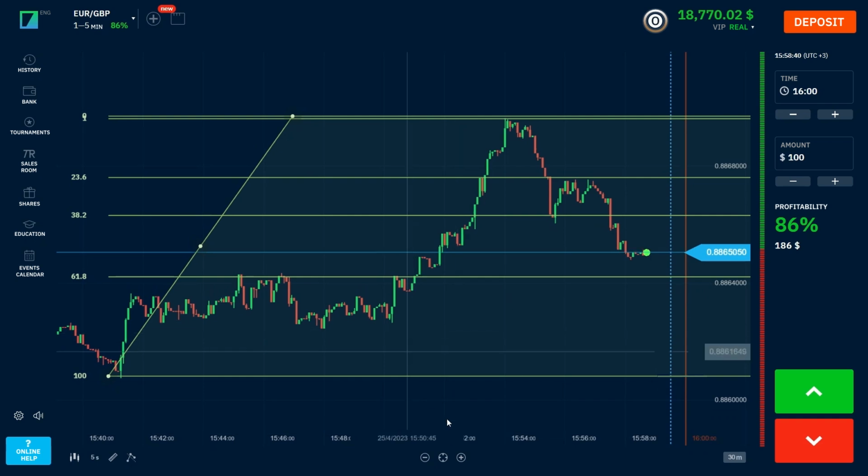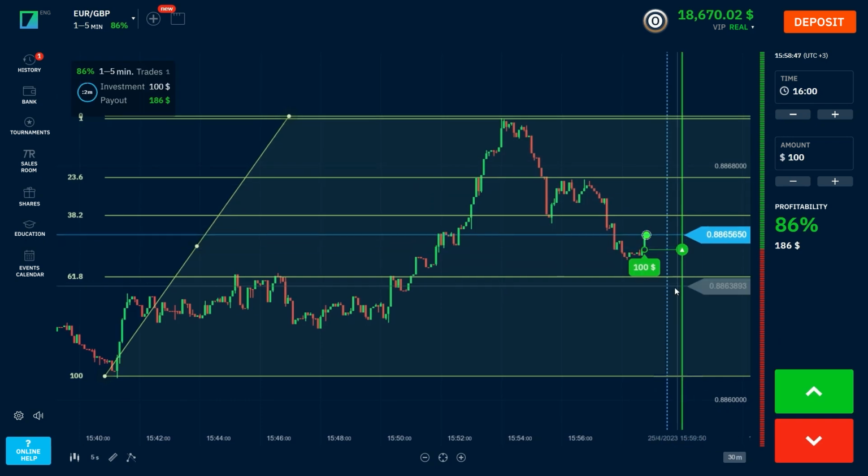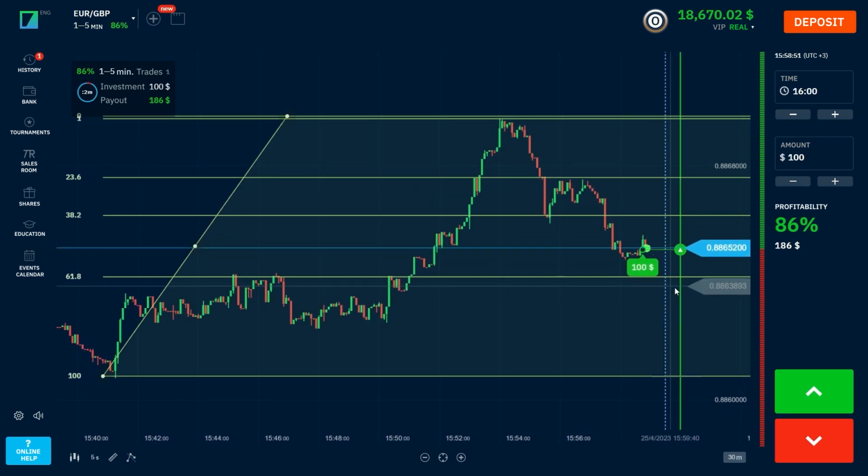So, I place a trade for growth by clicking the green button with the upward arrow in the terminal's bottom right corner. This is a forecast for growth. The prediction has been made.